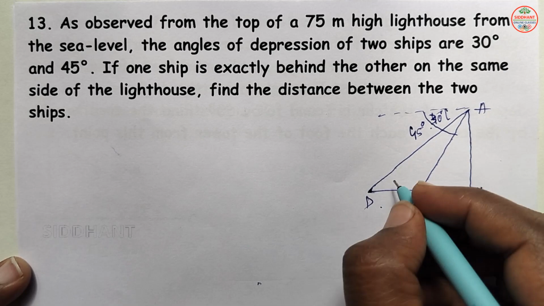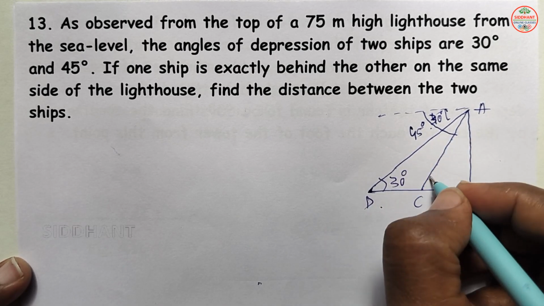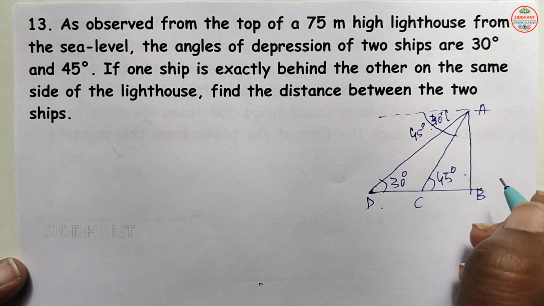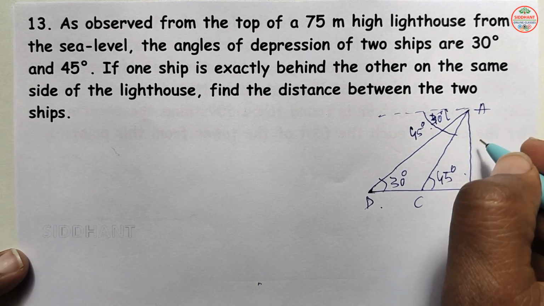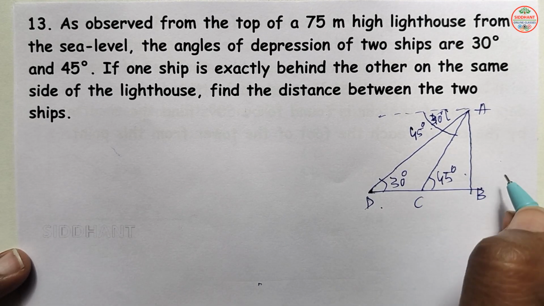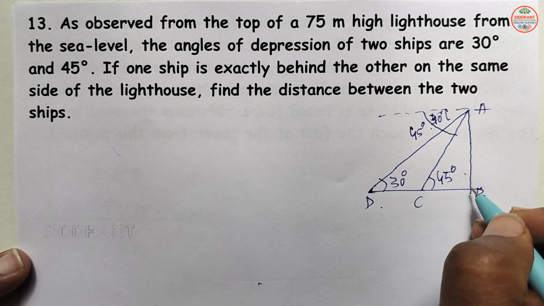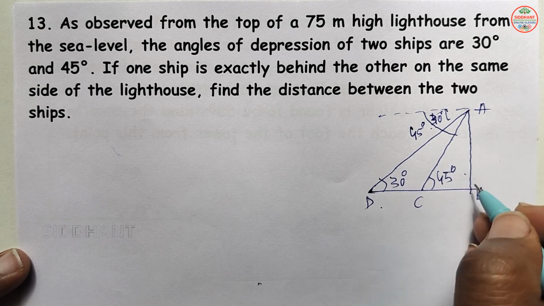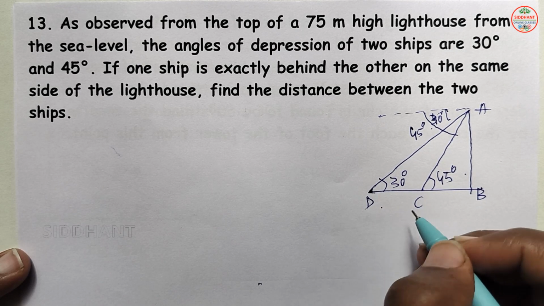So here 30 degrees means here also it is 30 degrees, and here 45 degrees means here also it is 45 degrees. So now we are going to find out BC in triangle ABC. After that in triangle ABD we are going to find out DC here.